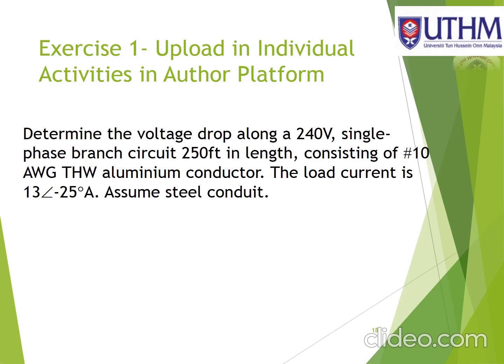Next is exercise 1. For this exercise, please upload in individual activities in the auto platform. The question is: determine the voltage drop along a 240 volt single phase branch circuit 250 feet in length, consisting of 10 AWG THW aluminum conductor. The load current is 13, angle of negative 25 degrees A. Assume steel conduit.